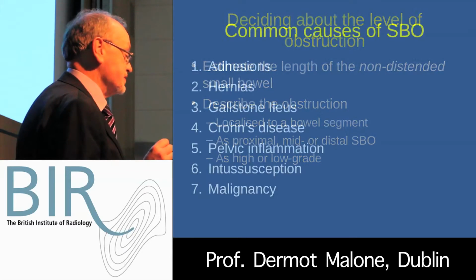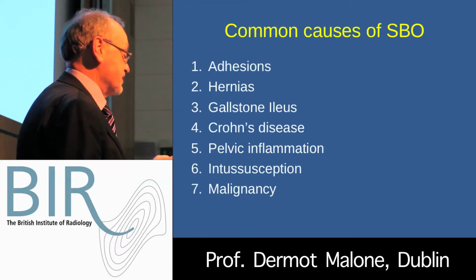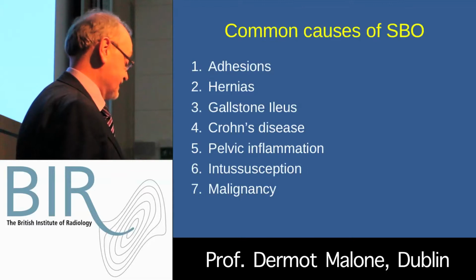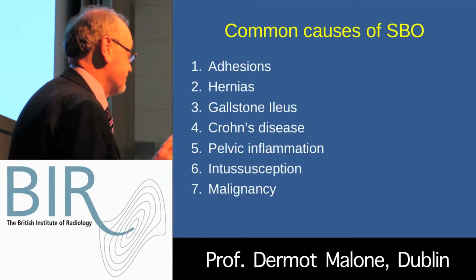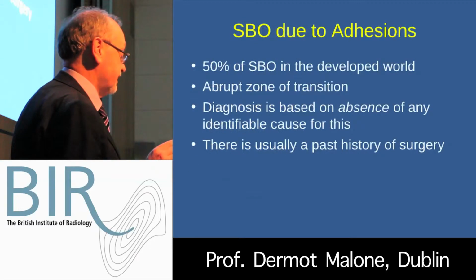The common causes of small bowel obstruction are shown in this list: adhesions, hernias, gallstone ileus, Crohn's disease, and other inflammatory diseases such as pelvic inflammation from appendicitis or diverticulitis, intussusception, and malignancy. And I'm going to show you images from all of these as part of the process, and actually you'll be familiar with a lot of the images. There may be some that are new.